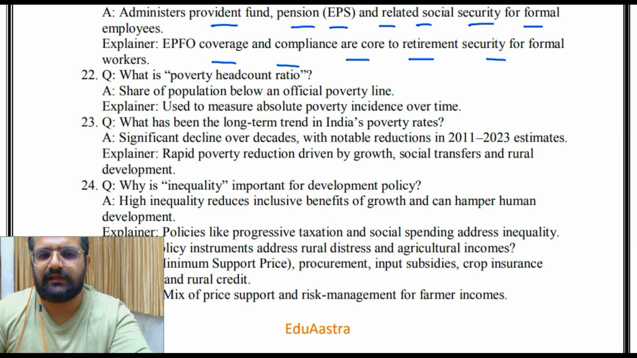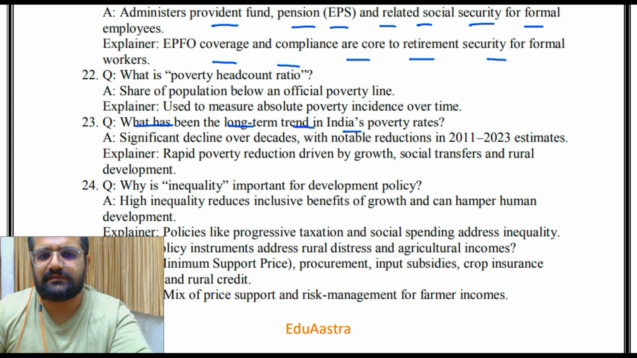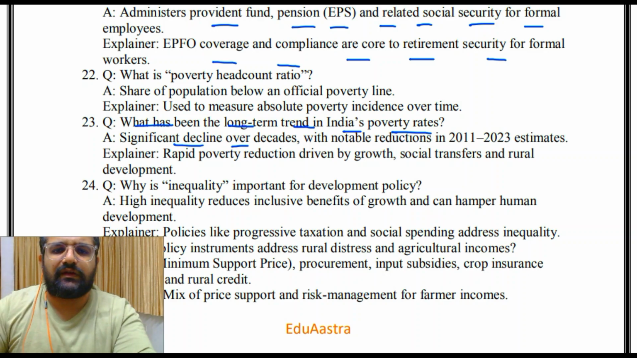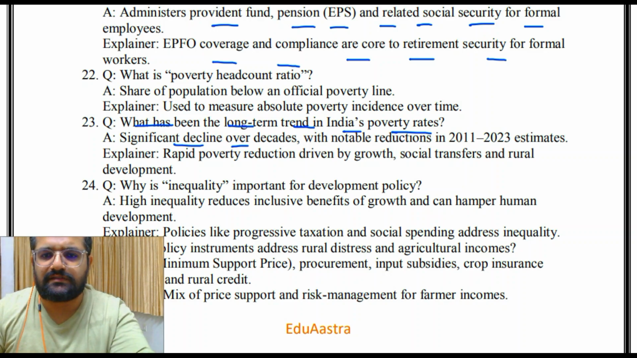What is poverty headcount ratio? The share of population below an official poverty line, used to measure absolute poverty incidence over time. What has been the long-term trend in India's poverty rates? A significant decline over decades, with notable reductions in 2011 to 23 estimates. Rapid poverty reduction was driven by growth, social transfers and rural development.